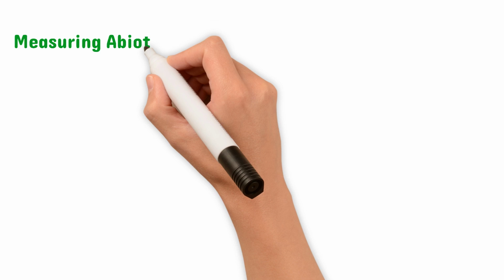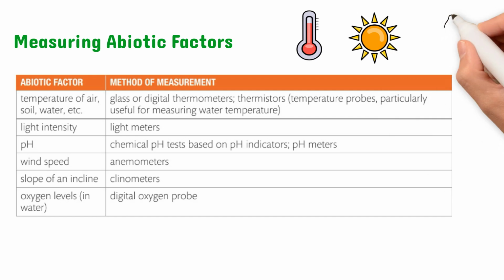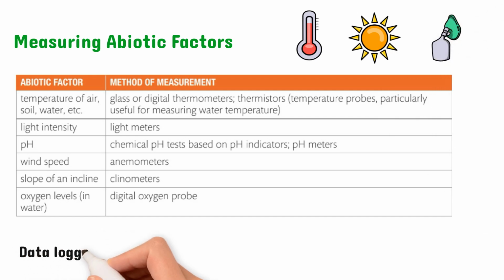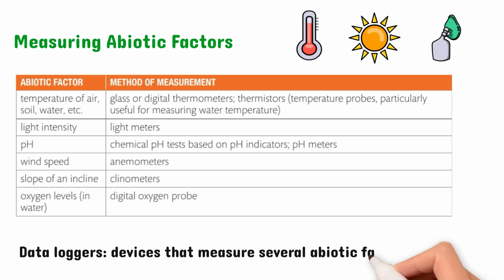To finish off, let's look at measuring abiotic factors. You have this table in your book and it summarizes the different abiotic factors and what methods are used to measure them. Scientists also use data loggers, which are basically devices that can measure several abiotic factors.